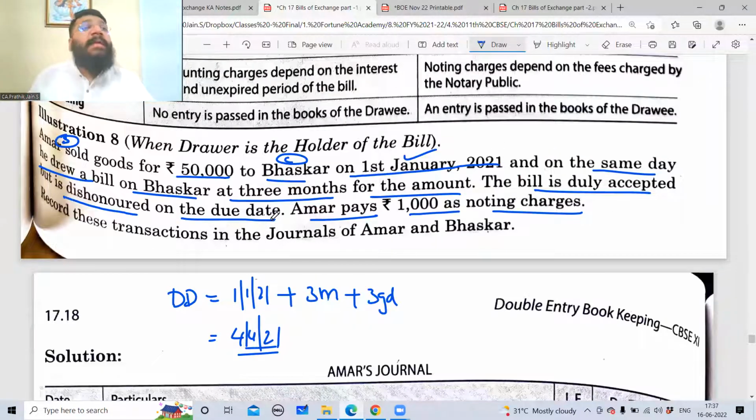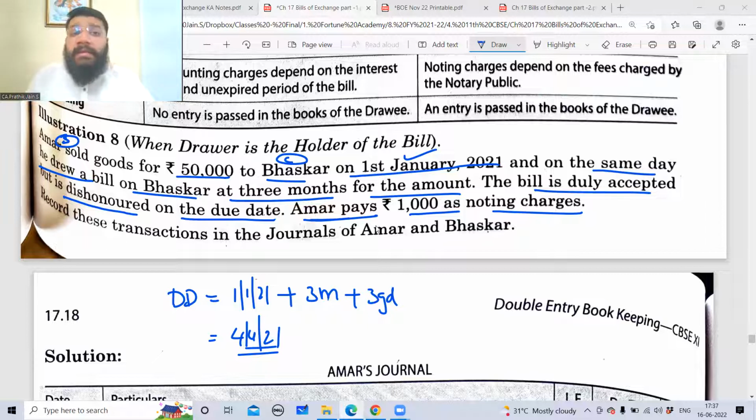Now we have to understand the amount. What is happening to the amount? The bill is duly accepted but is dishonored on the due date. Amar pays 1,000 as noting charges. Who is paying money? Online people, who is paying money? Amar, sir. Amar is paying.